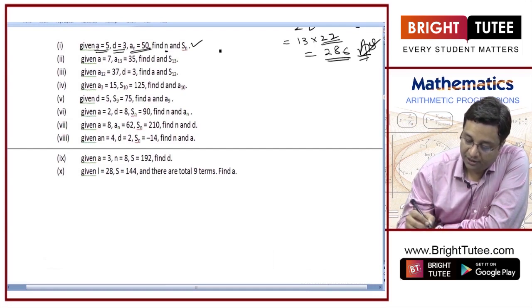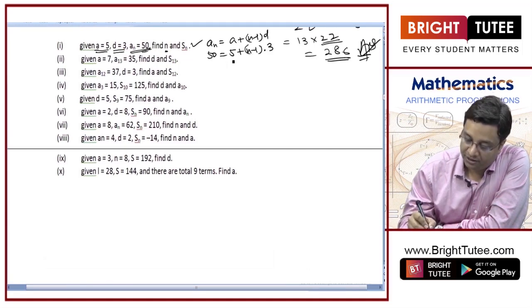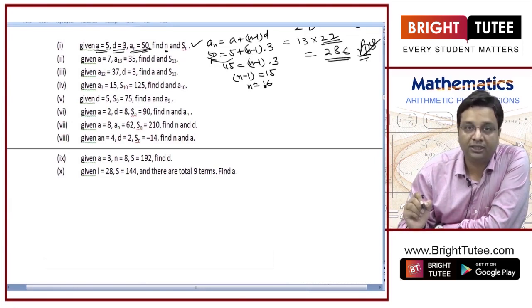Find N. So N can be found similarly, An equal to A plus (N minus 1) into D, right? An is given as 50, A is 5 plus (N minus 1) into 3. So if I bring 5 here, it will give me 45 equal to (N minus 1) into 3. So N minus 1 is equal to 15, which gives me N equal to 16.